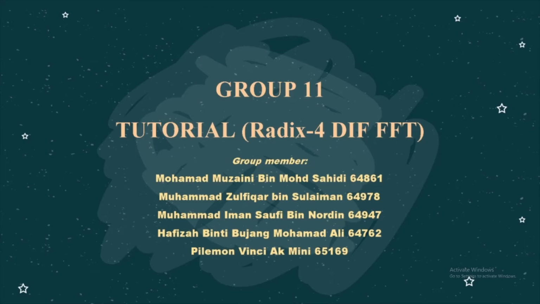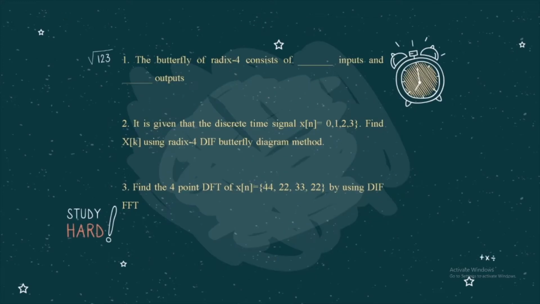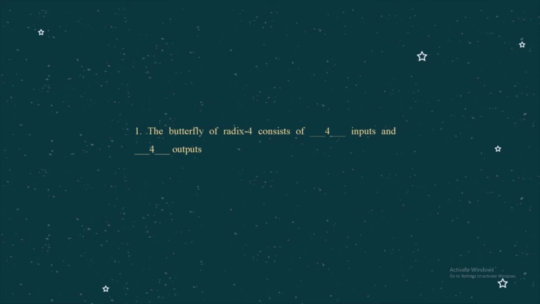In today's video, I will show you how to do the solution for tutorial 11 for Radix 4 decimation in frequency FFT. So, these are the questions for the tutorial. Let's start with question 1. The answer is simple. The butterfly of Radix 4 consists of 4 inputs and 4 outputs.